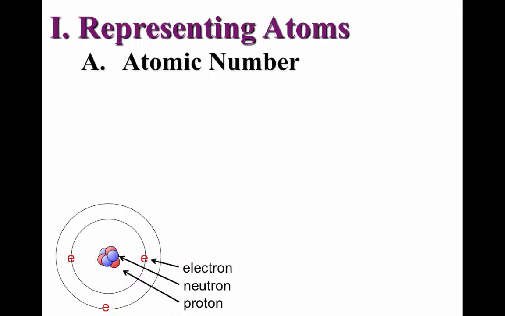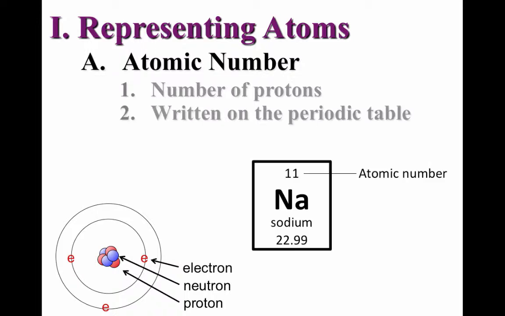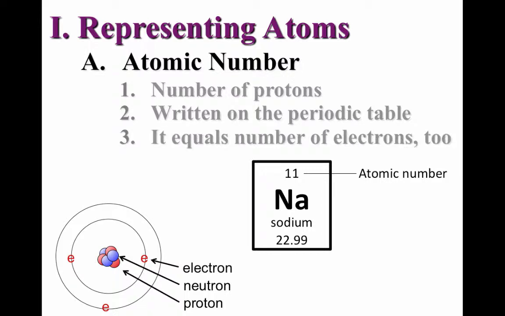Sometimes we represent them with numbers, though. The atomic number is an important part of this representation. Atomic number is another way to say the number of protons in an atom, and the atomic number is a number written on the periodic table. Generally, you find it at the top of each element's box, sometimes in the corner, and it's always a whole number. The atomic number is the number of protons, but it's also going to equal the number of electrons. Since we're talking about atoms which are neutral, this means the number of protons and electrons will be the same.